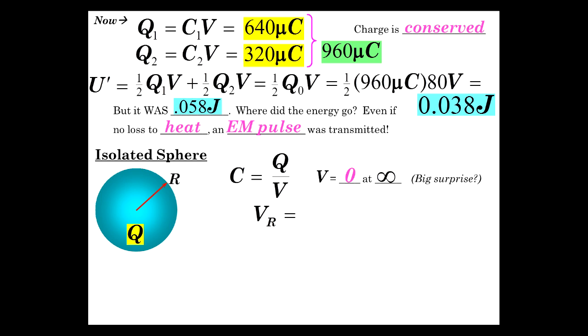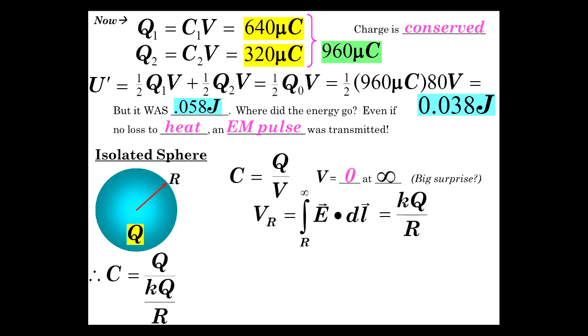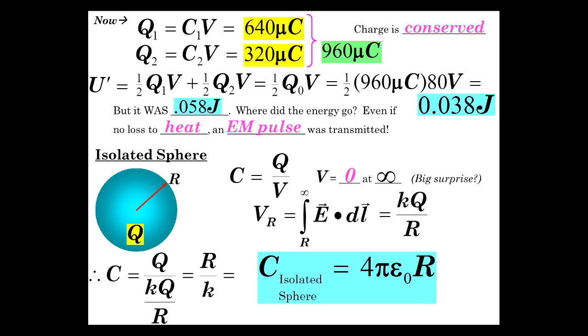No surprise there. Then the voltage, and C is equal to Q over V. Let's solve for the voltage. Well, it's the potential at R with respect to infinity, and that's the integral of the E field across those limits. So that's KQ over R, as we've already thoroughly addressed. So C, which is Q over V, is Q over KQ over R. So it's Q independent, the Q's go away, and this gives us R over K. The radius over K, but K is 1 over 4 pi epsilon 0. That comes in the numerator, and we get 4 pi epsilon 0 R.